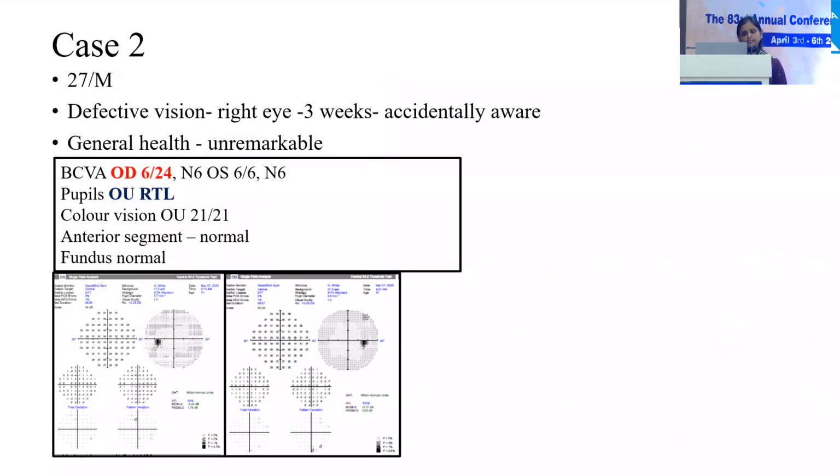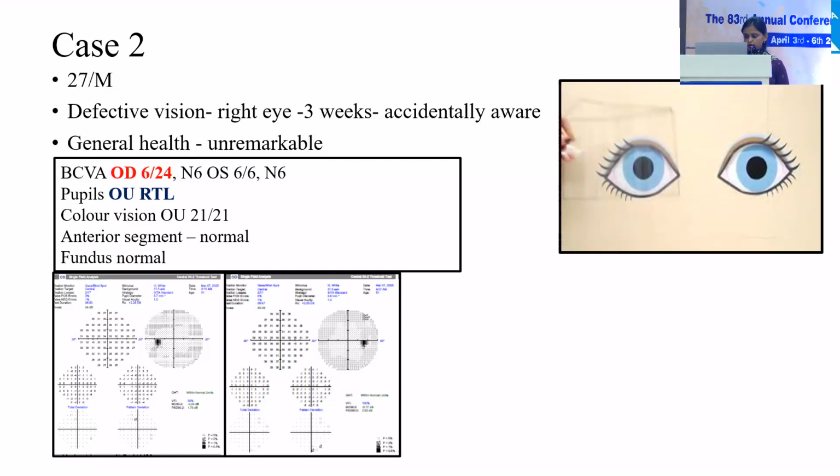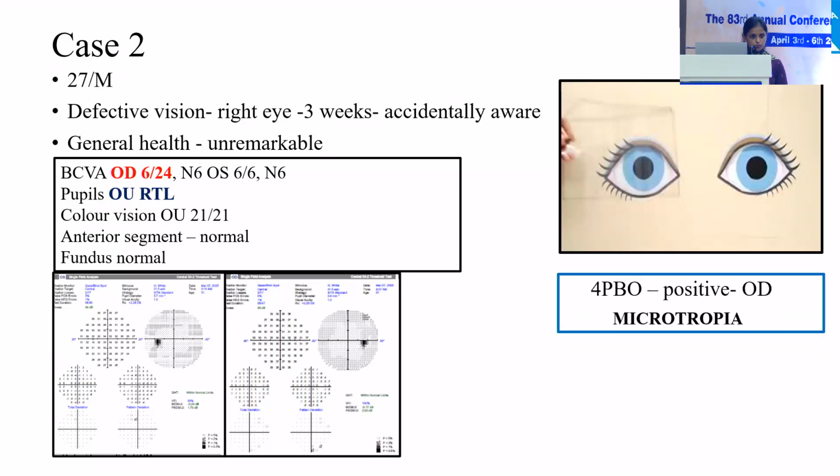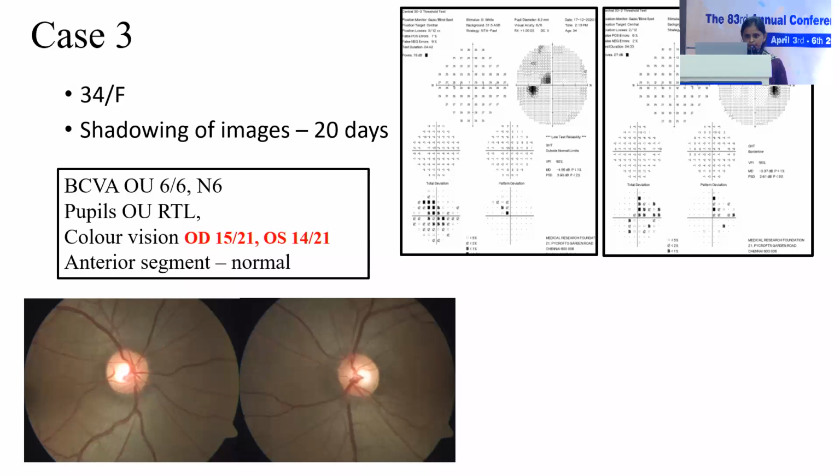The next is a 27-year-old male who came with a history of accidentally becoming aware of defective vision in the right eye 3 weeks back. His visual acuity in the right eye was 6/24, but pupillary evaluation was normal bilaterally, so was his color vision, anterior and posterior segment examination, and his fields. So what was the cause of subnormal vision in this patient? A simple test: the 4 prism diopter base out test was positive, indicating microtropia. So when the optic nerve functions are normal, there is no optic neuropathy.